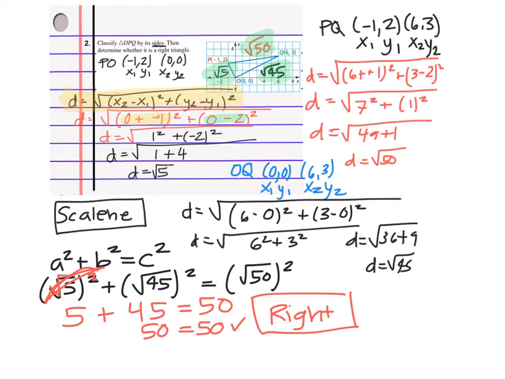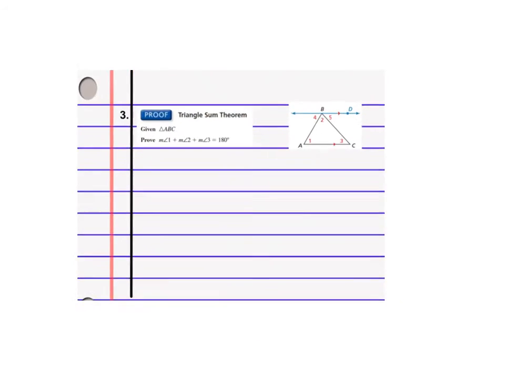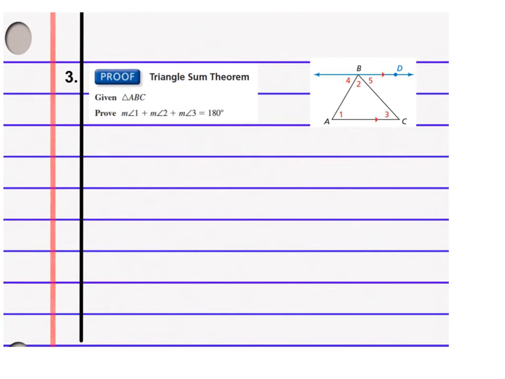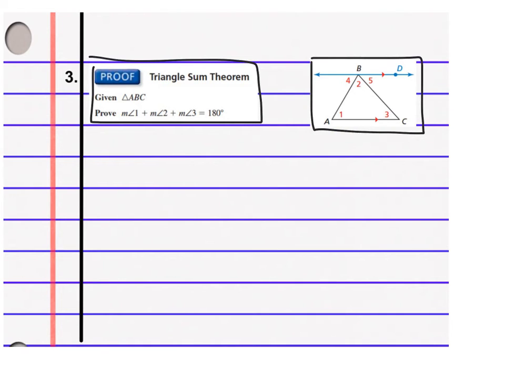So pause the video, rewatch that question if you need to. I'm going to go on to the next example. All right, we're going to prove the triangle sum theorem. We're going to prove that every triangle has 180 degrees. So draw the picture, write given, write proof, write all this stuff here. So you need this, and you need your diagram. So pause the video to set that up, and then you're going to go ahead and set up your statements and your reasons.